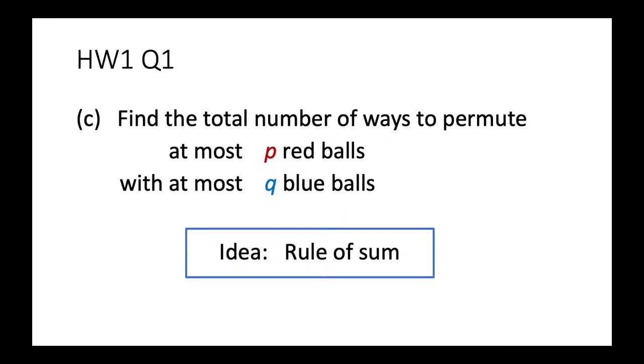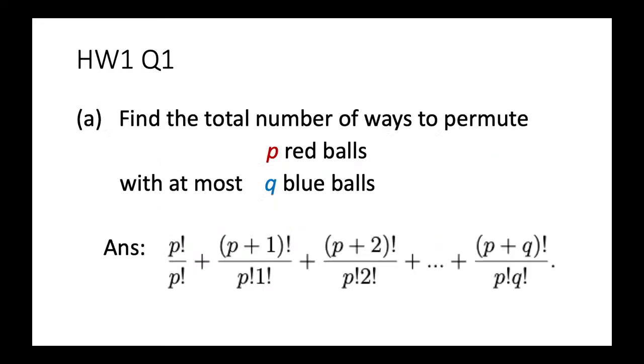And then for part C, we changed the problem a little bit. This time, the number of red balls is at most P, and the number of blue balls is at most Q. So how do we find it? We can actually repeat the same idea as part A and part B, because we now know this is the case with exactly P red balls and at most Q blue balls.